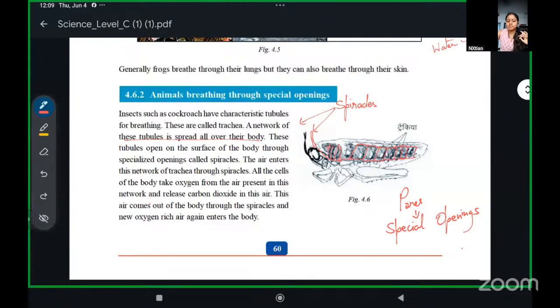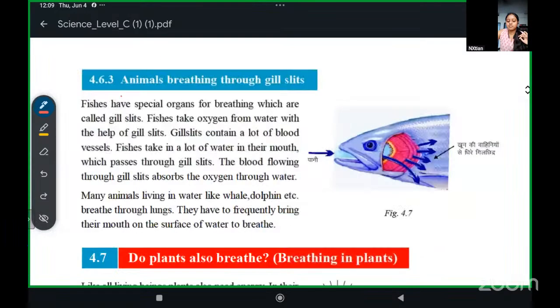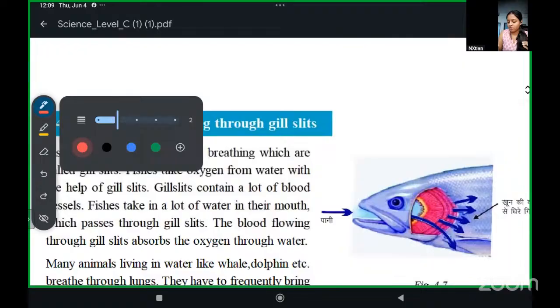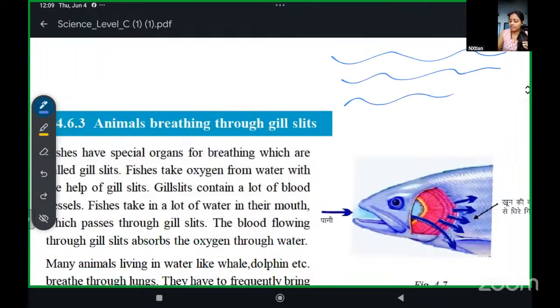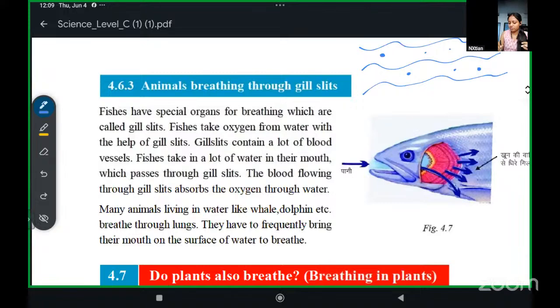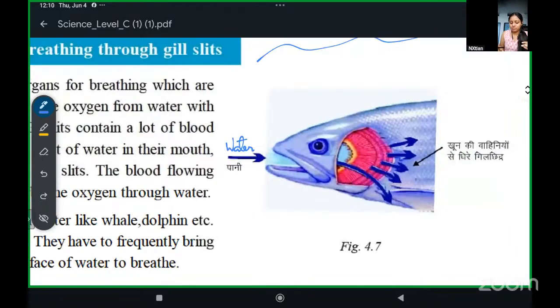How do fish breathe through gills? We have water, and there are molecules of oxygen dissolved in the water. So what happens is that the fish takes in water through its mouth.